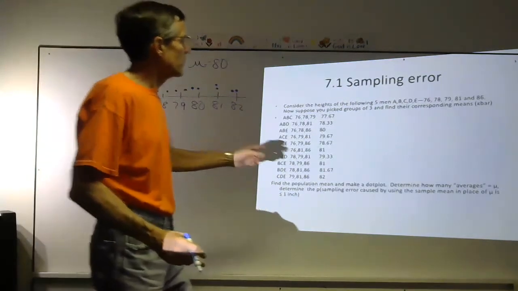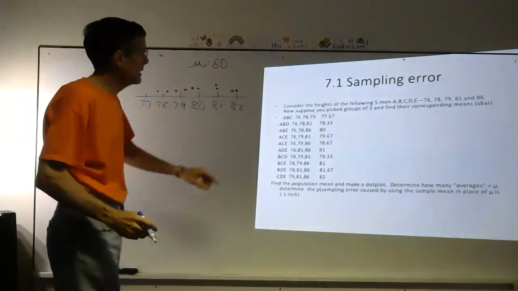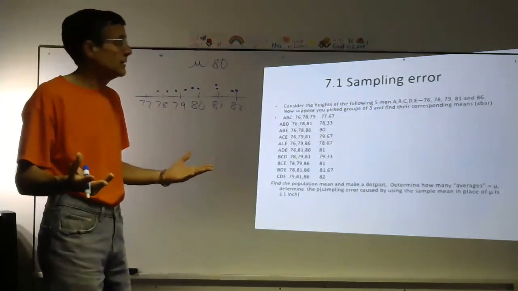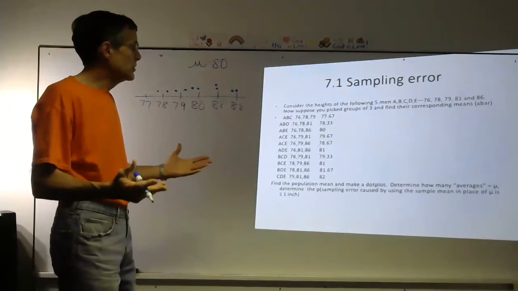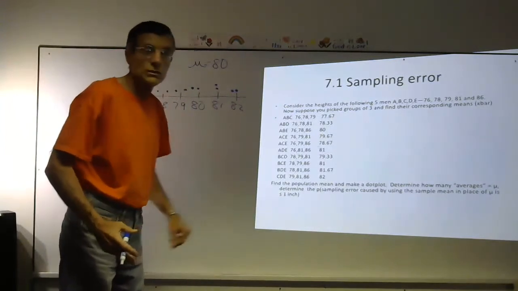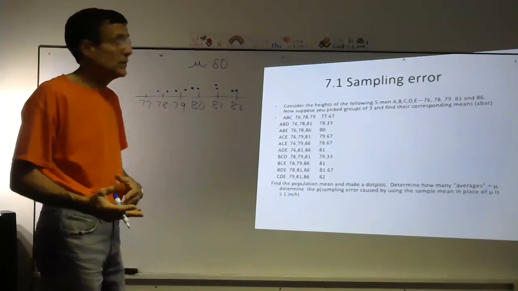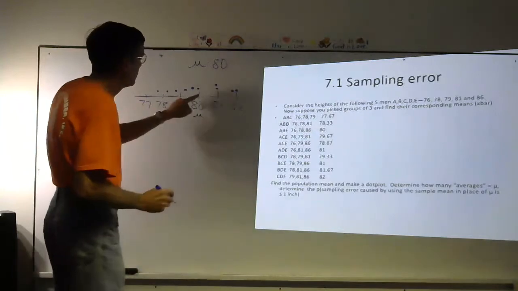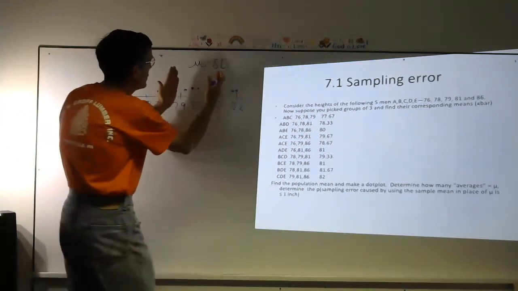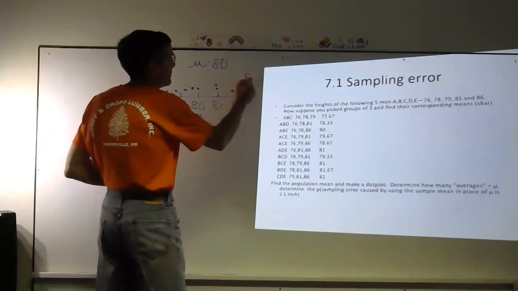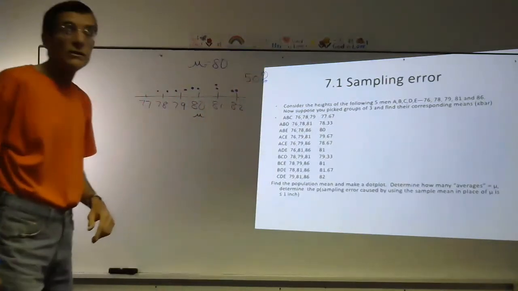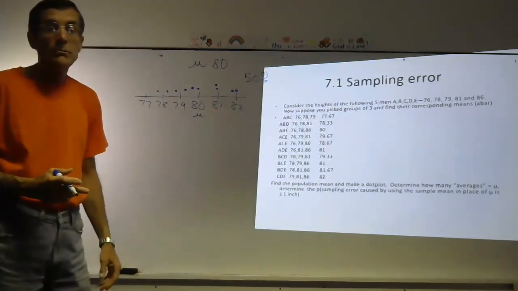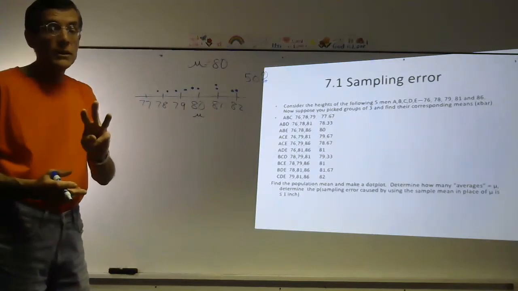Determine how many averages actually equal the 80. There's only 1 out of 10 that actually equals the 80. How many of the averages are within an inch, equal or less than an inch? So here's mu, 80. If you go 1 inch above and 1 inch below, do you see that there's 5 of them, 5 out of 10? We have a 50% chance of being within an inch of the mean, right? By using samples of size 3.